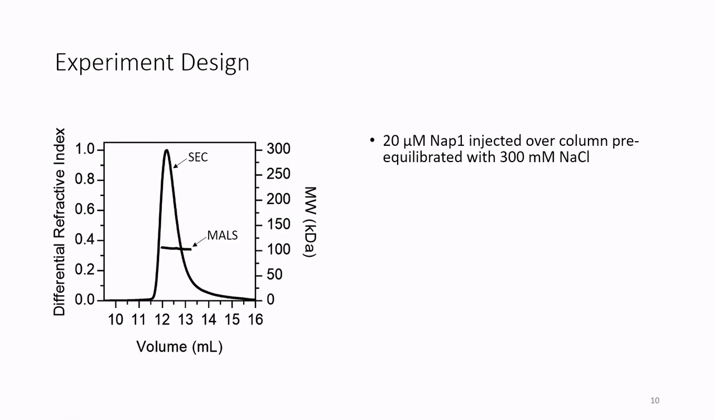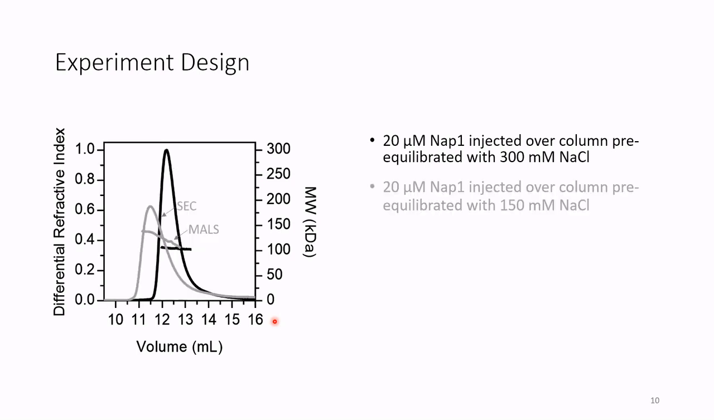Before we look into the data, let me walk you through the experimental design. First, we take 20 micromolar of Nap1 and inject it into a column pre-equilibrated with 300 millimolar NaCl. We get a black trace here of the SEC profile, and the MALS value is plotted on the right y-axis. We repeat the same experiment, but instead of using 300 millimolar NaCl, we inject our Nap1 over a column pre-equilibrated with 150 millimolar NaCl, and we get a gray trace, as well as another MALS trace over here.